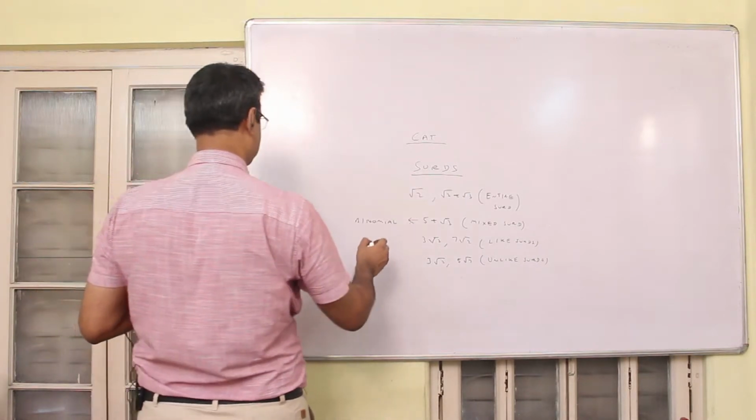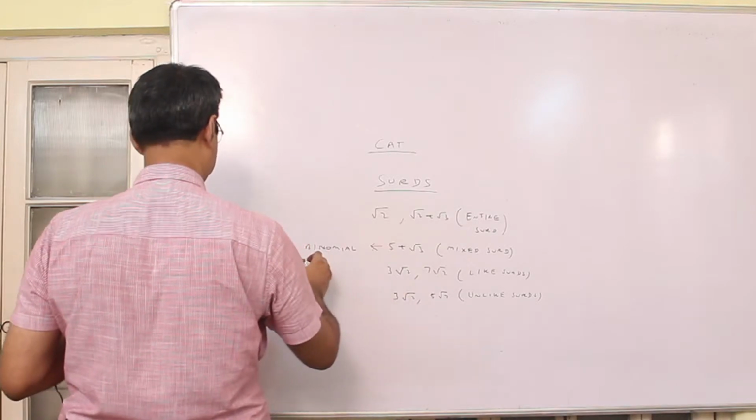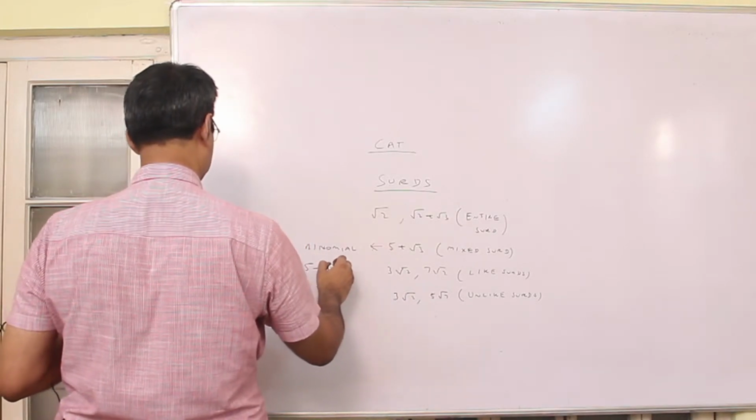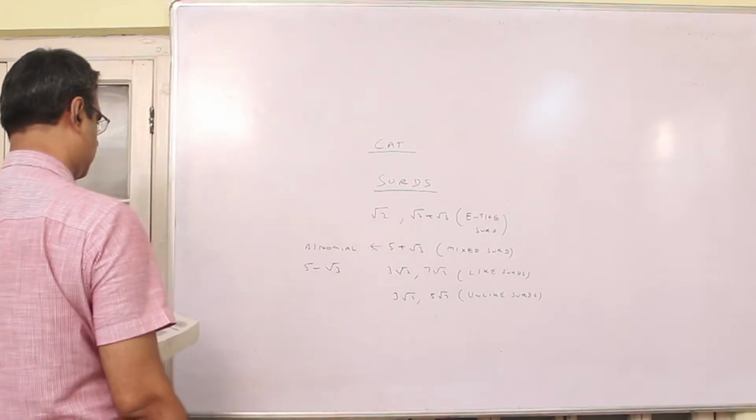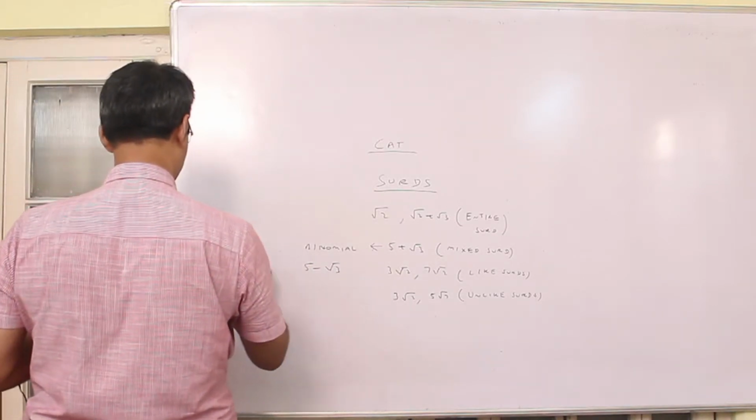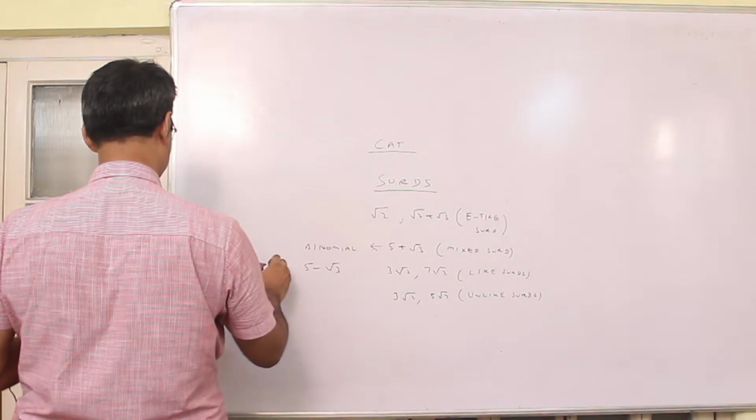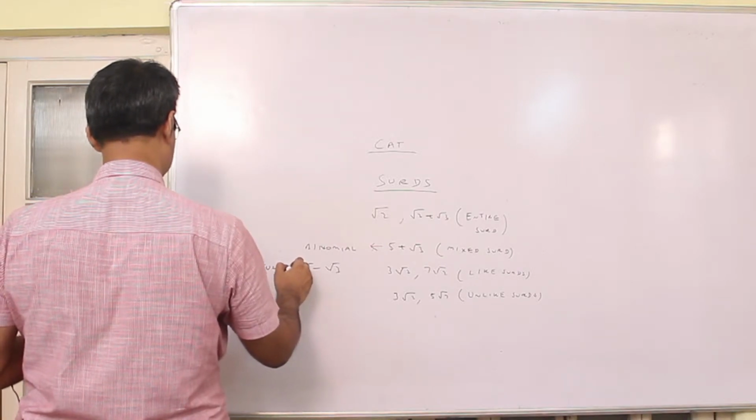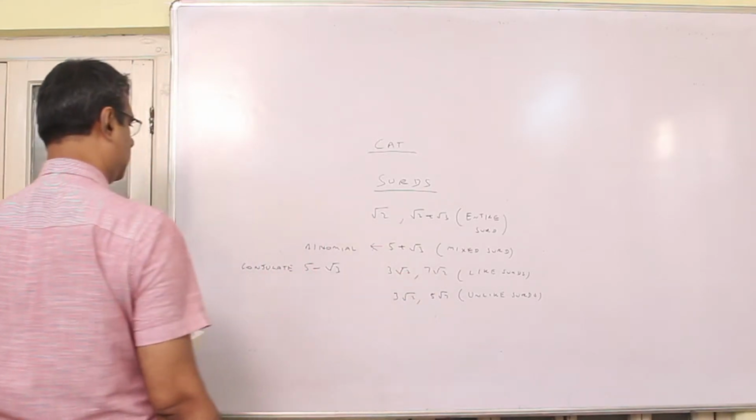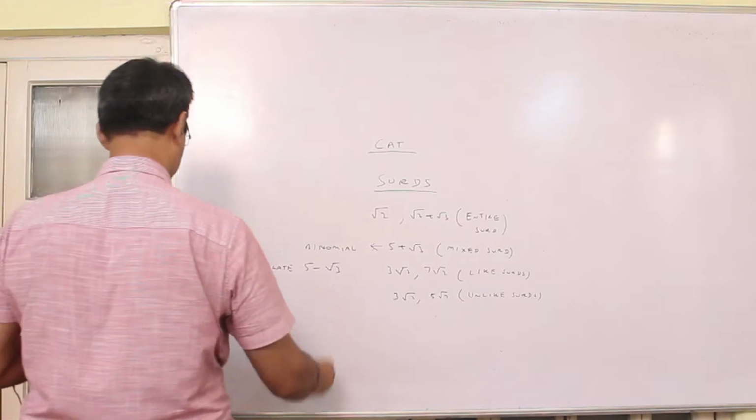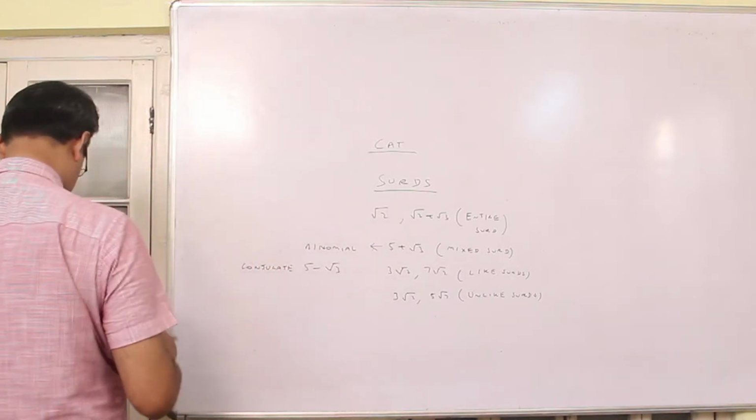Now suppose for this particular binomial surd, if we consider another surd 5 minus root 3, then this is called the conjugate surd. So how do we identify conjugate surd? The original surd is 5 plus root 3. The conjugate surd is 5 minus root 3.